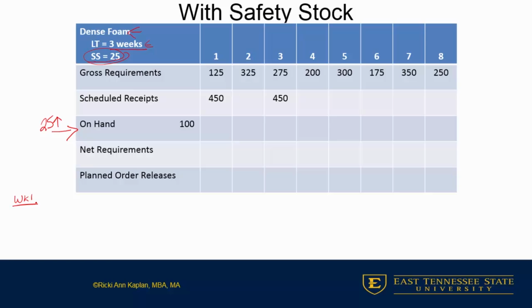We're going to start off the exact same way, looking at week 1 here. Looking at week 1, how many do we have on hand at the end of our last time block? 100 units. Do we have a scheduled receipt? Sure do, of 450 units. That leaves us 550 units to use in week 1. How many units do we plan on using? In other words, what are our gross requirements? 125 units. This will leave us 425 units left at the end of the time period, the time bucket. So left on hand is 425 units.